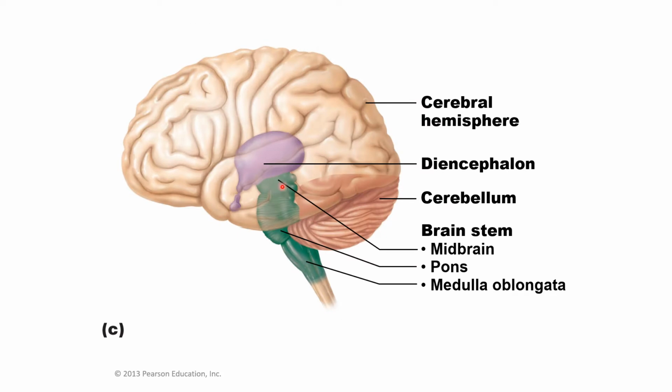The brainstem consists of three parts. We've got the midbrain, we've got the pons, and the medulla oblongata. This diencephalon region right here is where we're going to have our thalamus and our hypothalamus.